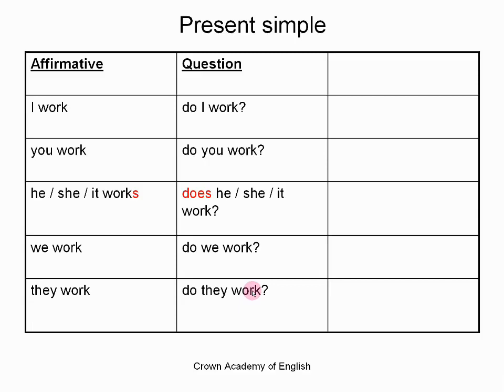Okay, and obviously in all of these examples, when you're writing it, you put the question mark. This is what we call the question mark at the end of the sentence to show that we are asking a question. Okay, and when we actually pronounce it, when we speak these words in English, to make it clear that we are asking a question, we very often raise our voice at the end of the sentence. So we say, do I work? Do you work? Does he work? Do we work? Do they work?